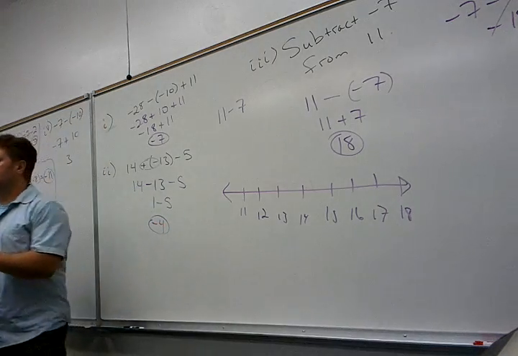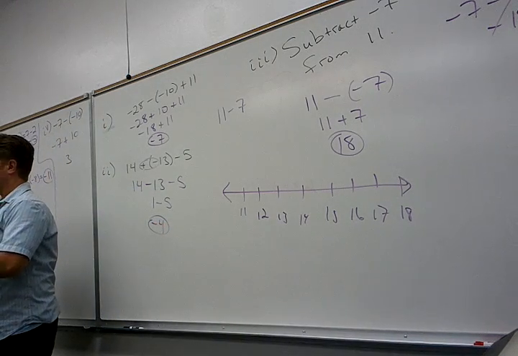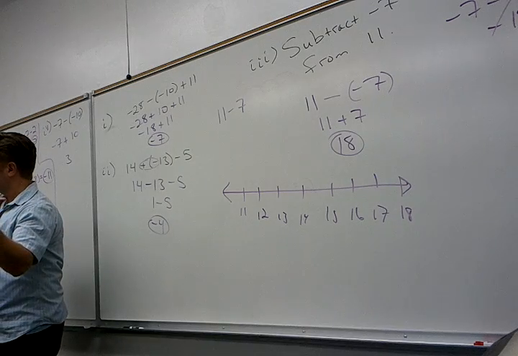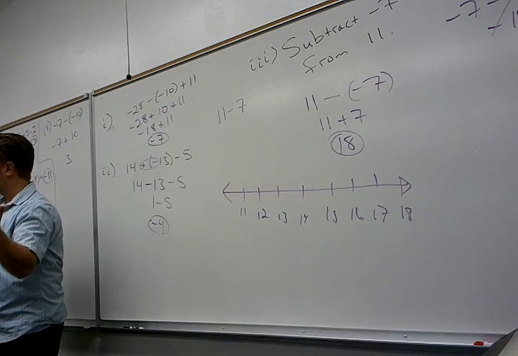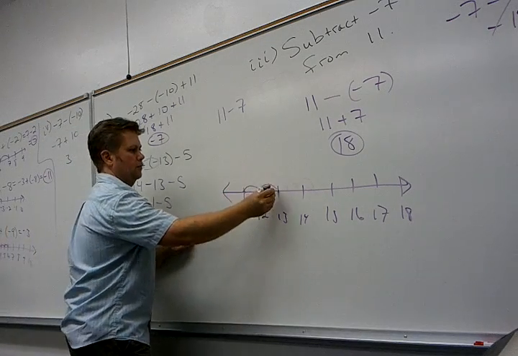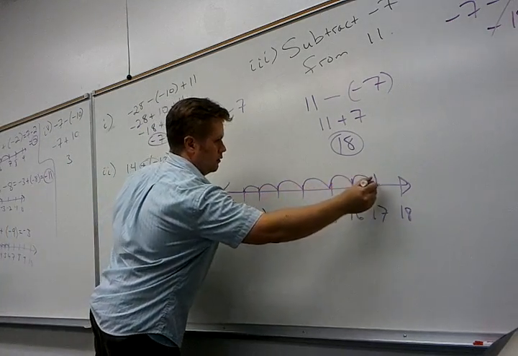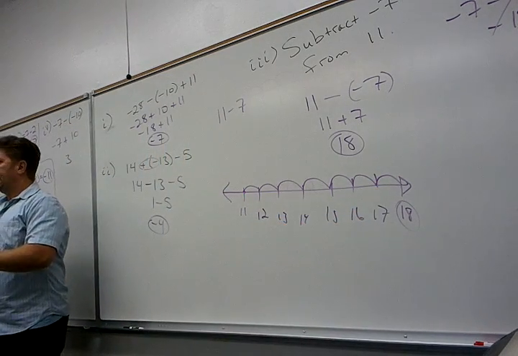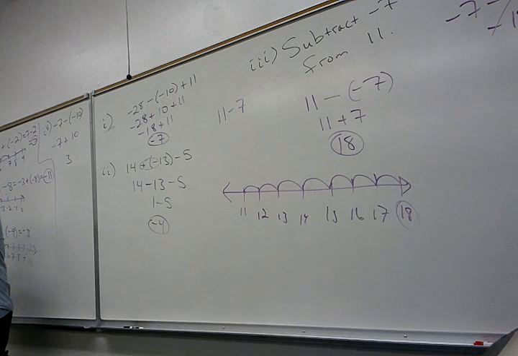So remember, subtracting a negative, that was the last visual we talked about. Subtracting a negative ends up going to the right. It ends up becoming positive. Two negatives make a plus. So you would do 11, and you would just go up 7. Adding a negative makes you go back, so subtracting a negative must make you go forward.